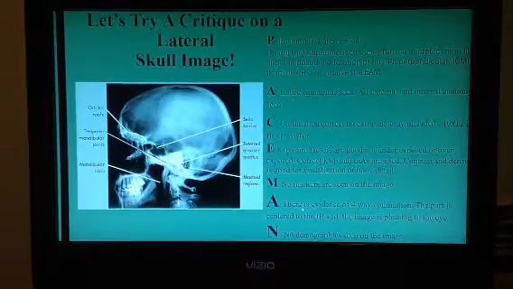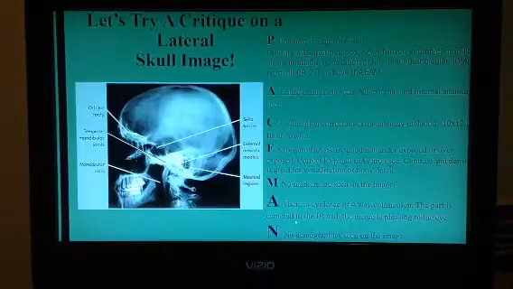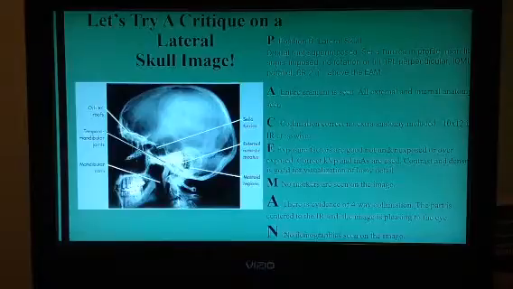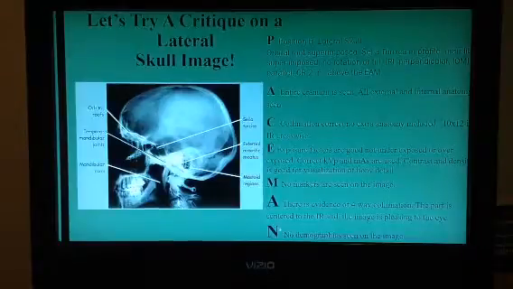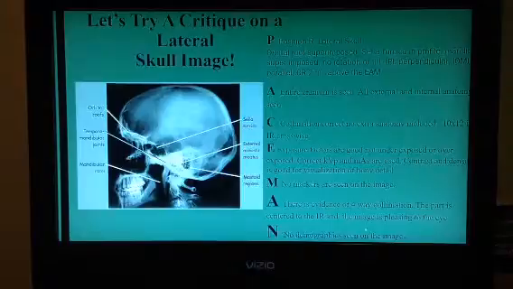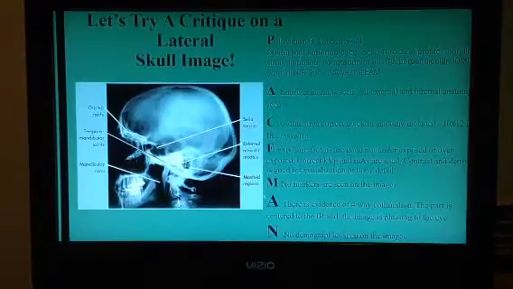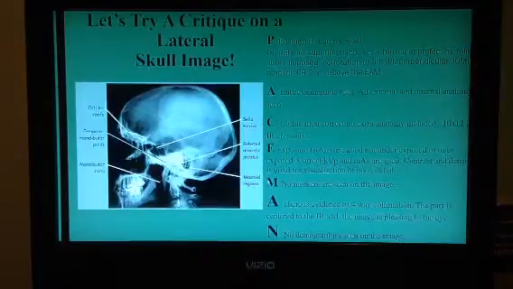Aesthetics. There is evidence of four-way collimation. The part is centered to the IR, and the image is pleasing to the eye. It's not overwhelming, it's not too dark, it's not too light. And as far as demographics or name of the patient, there are no demographics seen on this image. So we found some things incorrect with this image that would probably need to be taken care of.